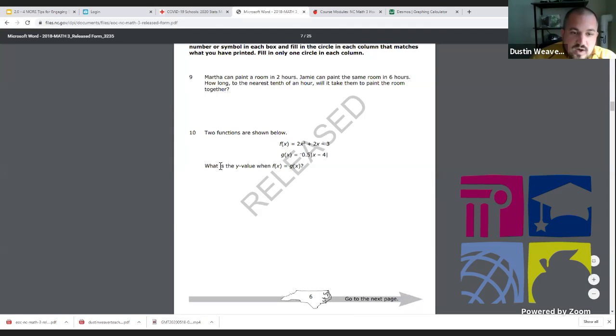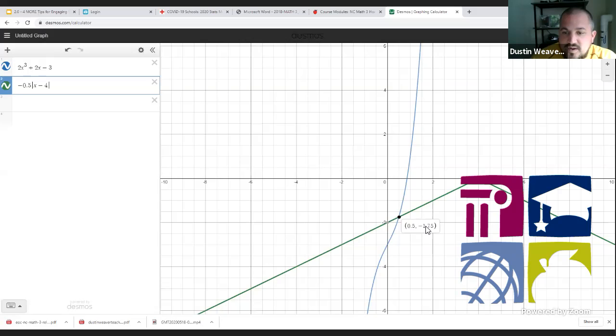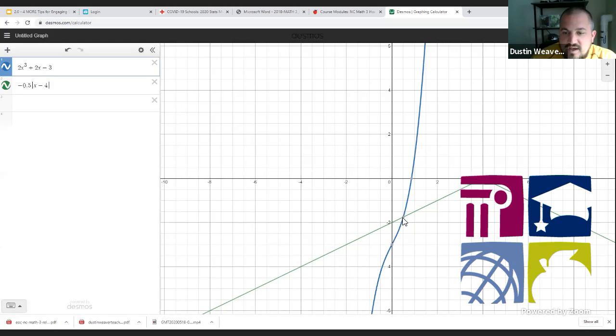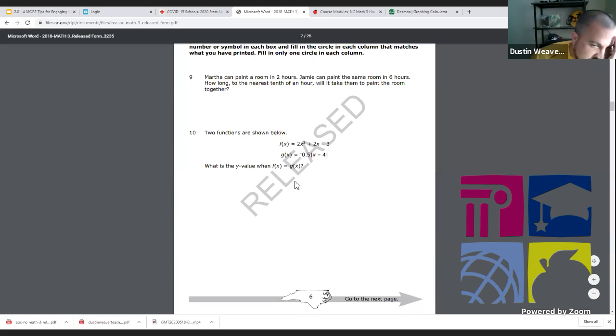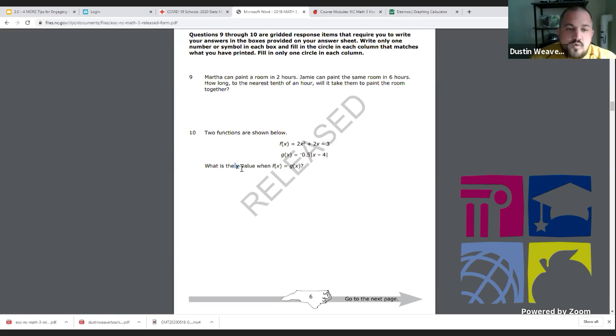So in this one, what is the y value when they're equal to each other? Then you would easily say it is negative 1.75. That is my y value when the 2 graphs are equal to each other. Negative 1.75. So again, what I would do here is graph the 2 and then show where they intersect and know that you're looking for the y value. So that's the key, looking for the y value.